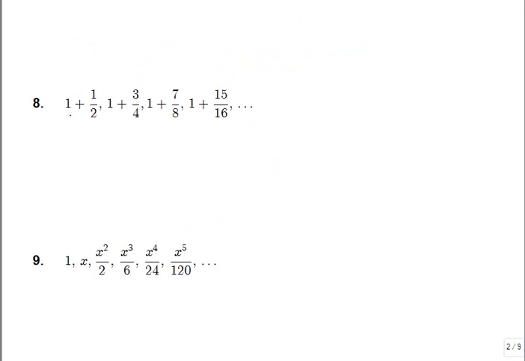The next one, we've got 1 plus a half, 1 plus 3/4, 1 plus 7/8, 1 plus 15/16. So they all start with a 1 plus, and what's changing are these fractions here, here, here, and here. So what we need to figure out is some kind of a pattern. What I notice in the bottom is that I've got 2 to the first here, 2 to the second, 8 is 2 cubed, 16 is 2 to the fourth. So the denominators of these fractions are powers of 2.